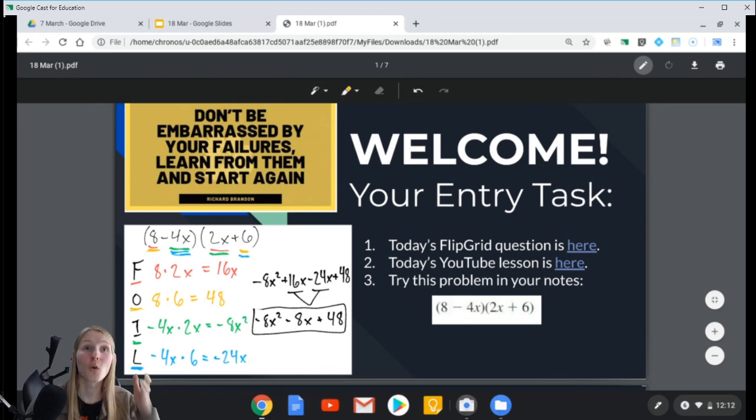So we FOILed everything, and then we added them all together, combined like terms, and we're done. Just like we did on Thursday of last week. Okay, thanks for doing that problem with me. That should be in your notes, hopefully, so that you have a reminder, since we've had quite a few days since last Thursday. So that is how you FOIL, or how you multiply, binomials.